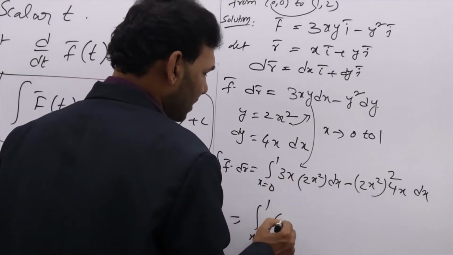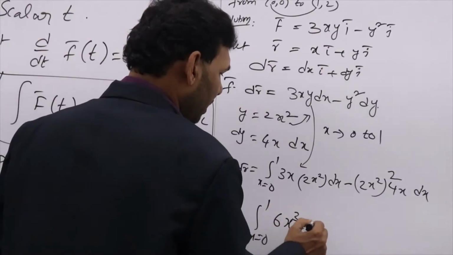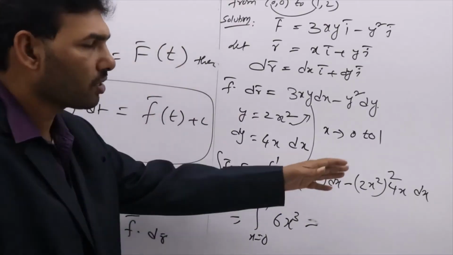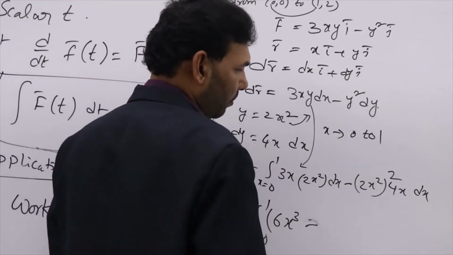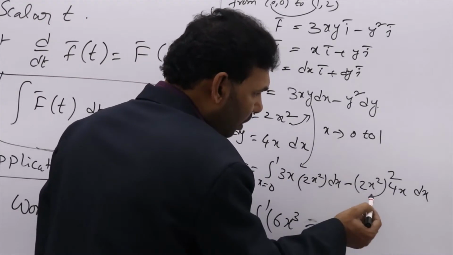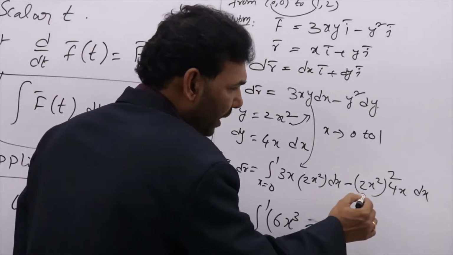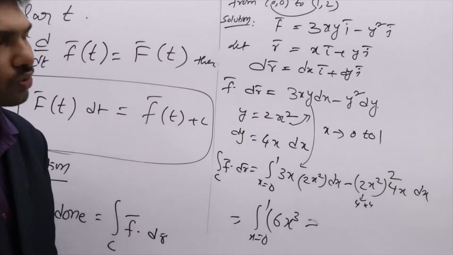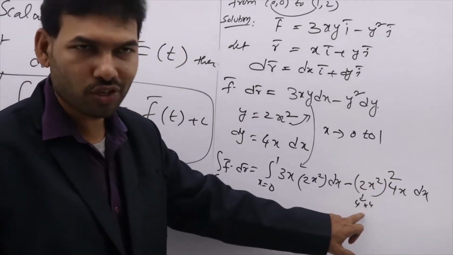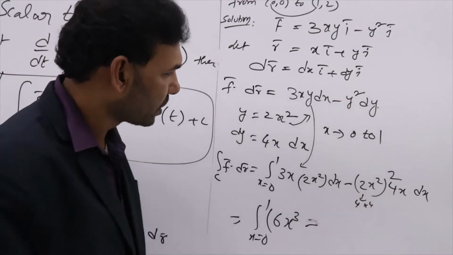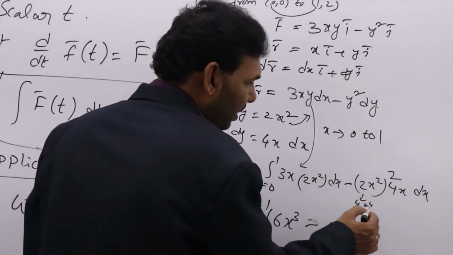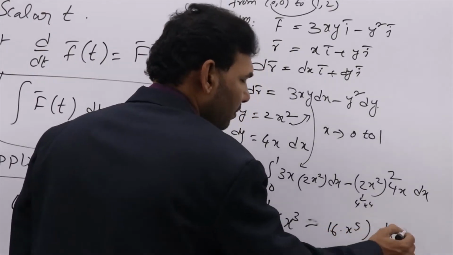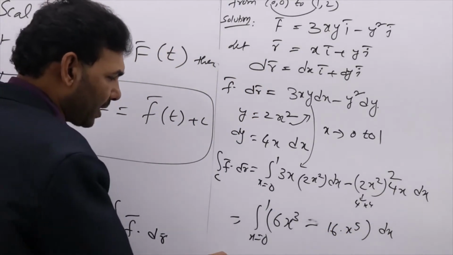Now simplify. Integral x equal to 0 to 1: 3 twos are 6 x cube dx. Here also we have dx, so we will take dx common. Now 2x square whole square: 2 square is 4, x square whole square is x power 4. So 2x square whole square is 4x to the power of 4. Now multiply: 4 fours are 16, x power 4 into x is x power 5, dx. Now integrate, what you will get?